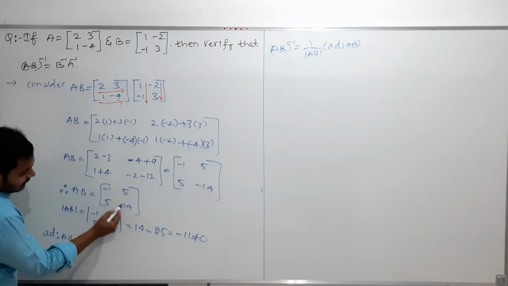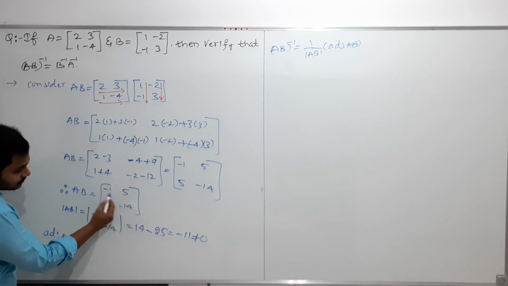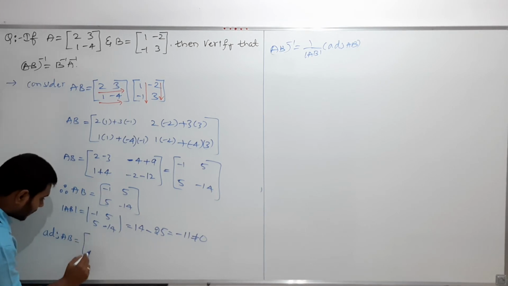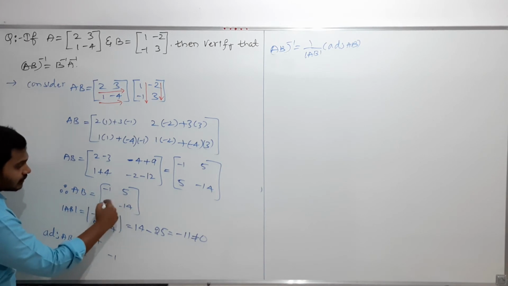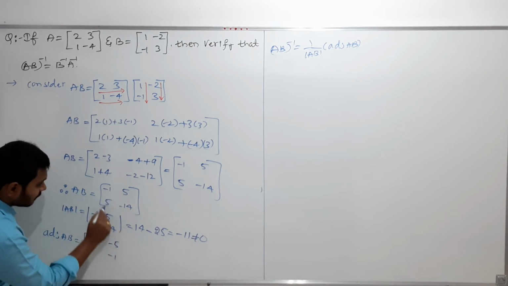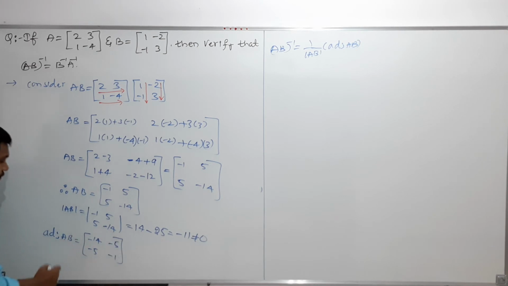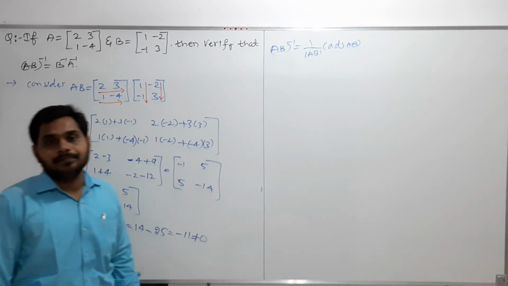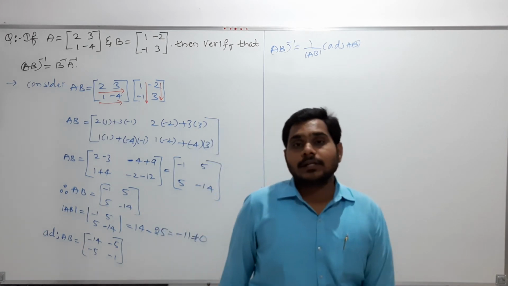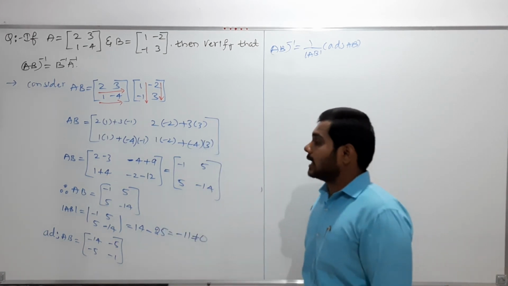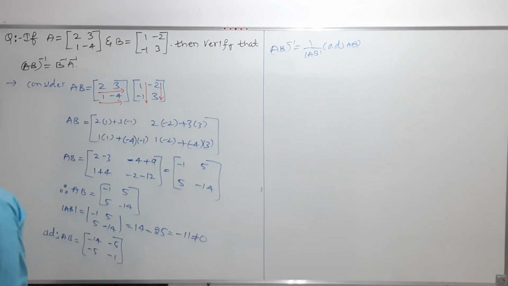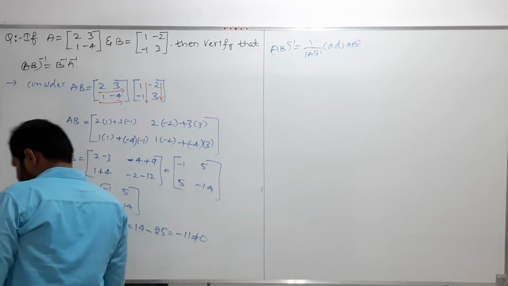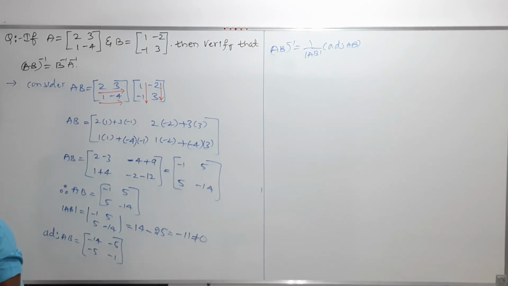Interchange the diagonal elements. Am I clear? So here it is minus 14, minus 1, and change the sign of the non-diagonal elements. So here it is minus 5 and here it is minus 5. So this is your adjoint of AB. Clear? So I hope you understood. Still if you have any doubts, please see my last classes. Clear? So here it is 14, 1, and this is the adjoint of AB.